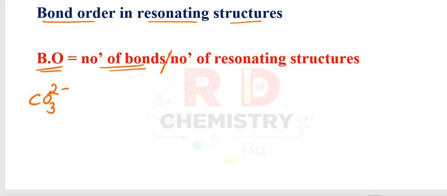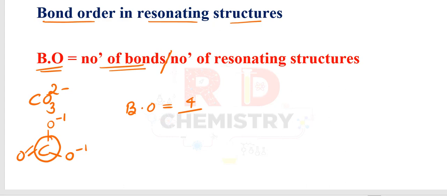Correct? So I should write carbon as the central atom, with 1, 2 and 3 oxygens. Then there are 2 negative charges, so we'll write minus 1, minus 1, and the other oxygen will have the double bond. Correct? So bond order is equal to the number of bonds between the carbon and oxygen. Now see, around the carbon only oxygens are there. So therefore the total number of carbon-oxygen bonds is equal to 4. Correct? Around the carbon there are 4 bonds, divided by how many resonating structures can be written.